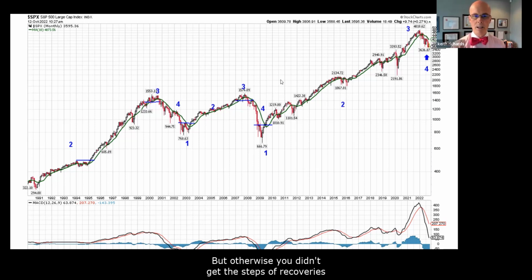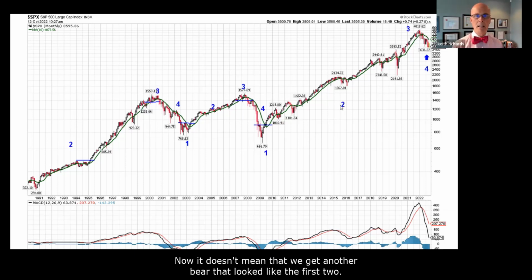But otherwise, you didn't get these steps of recoveries followed by sell-offs that you get in traditional bear markets like we had in the 2001 to 2 and 2008 to 9 bear markets. Here, we are getting those steps down. You'll notice we're not getting any washout candles. And it's not as deep and as built yet as the previous two bears.